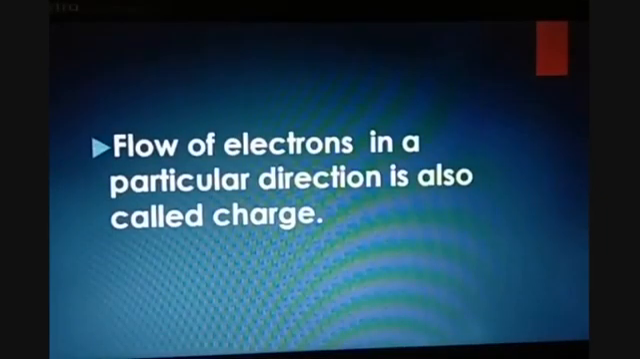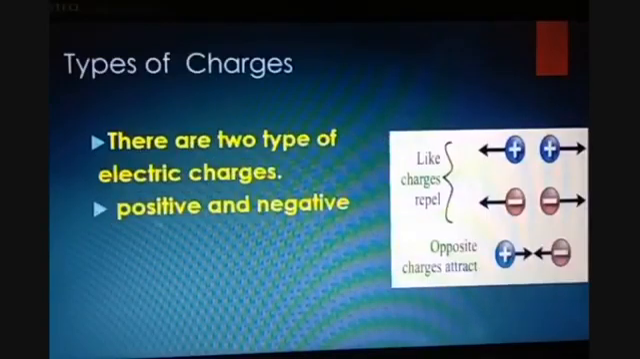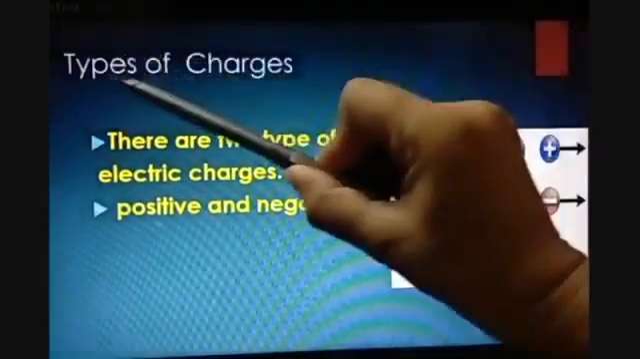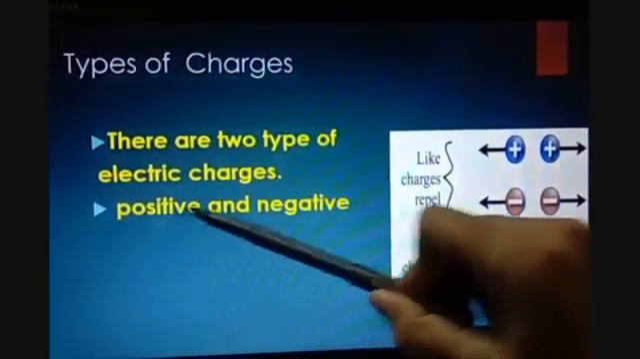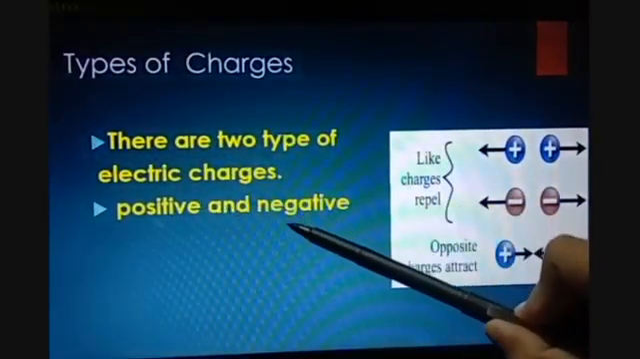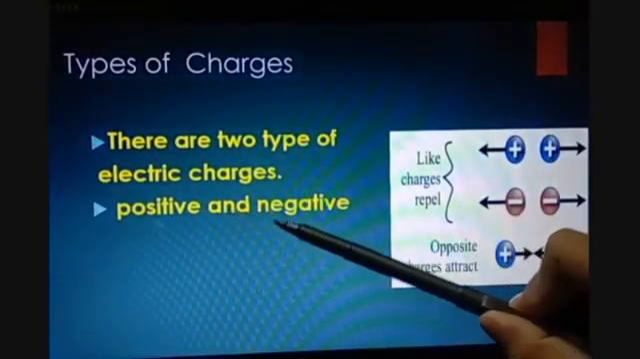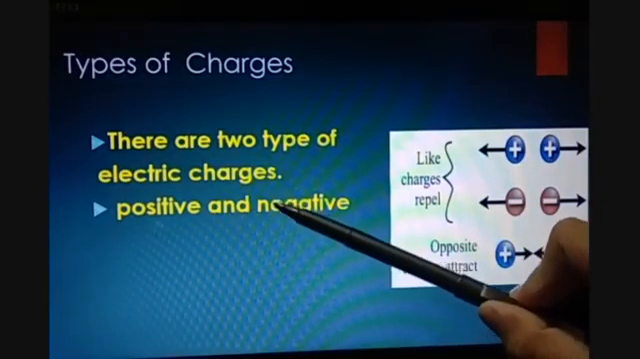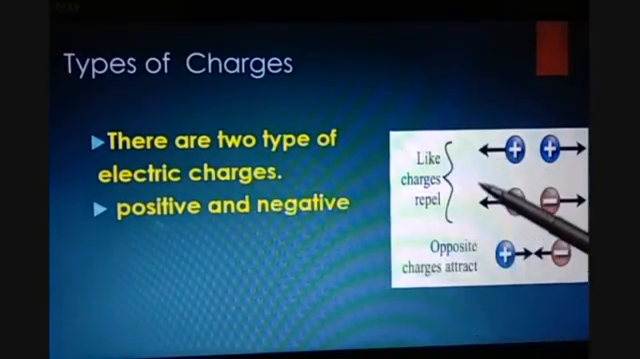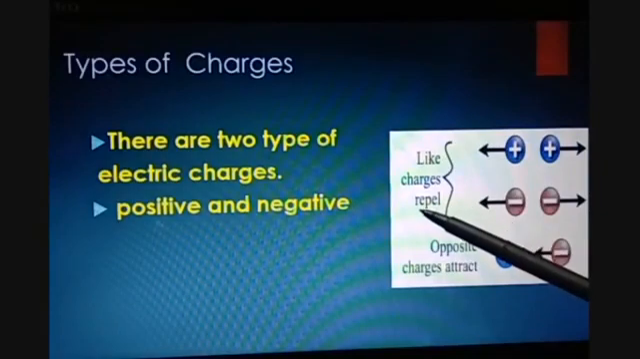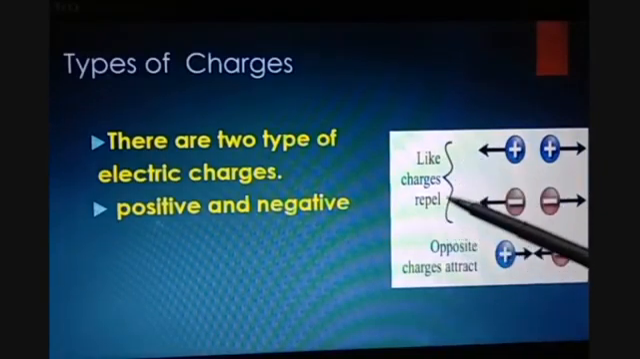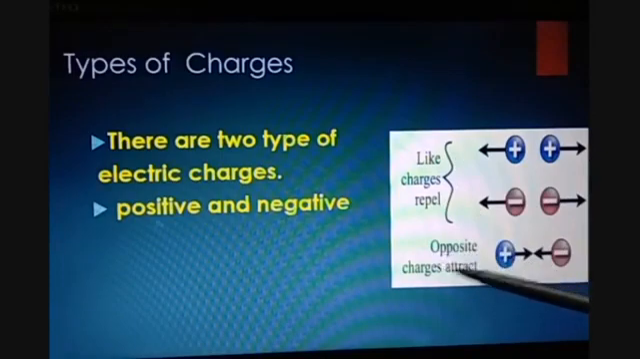Flow of electrons in a particular direction is also called charge. We have two types of charge, positive and negative. That means there are two types of charges and these two types of charges follow a rule that like charges repel each other and opposite charges attract each other.